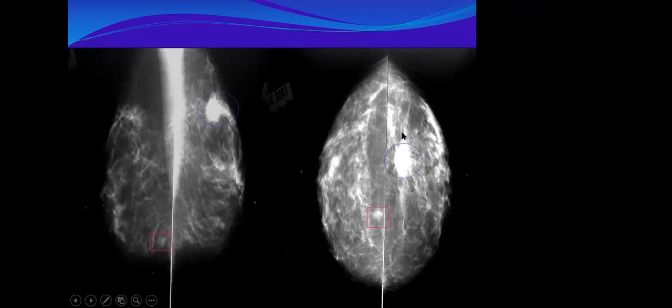Here we appreciated this is a mass, and there is another area of focal asymmetry in the contralateral breast, which is very important. What is next? Ultrasound for both breasts. So before ultrasound, a spot compression view. So this is a spot compression and ultrasound for the spiculated mass.